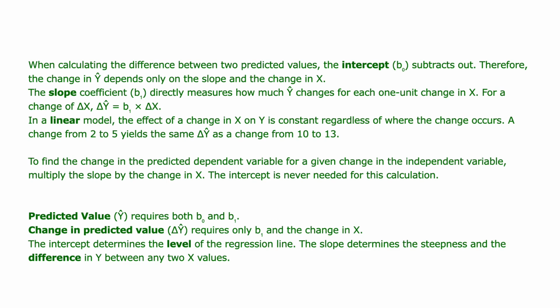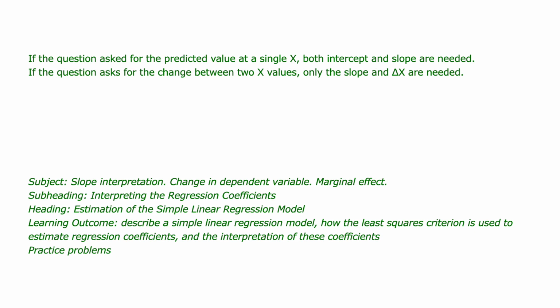When calculating the difference between two predicted values, the intercept B0 cancels out, meaning it does not impact the final answer for a change. It is vital to distinguish between a predicted level, which requires the full equation, and a predicted change, which only requires the slope and the difference in x.